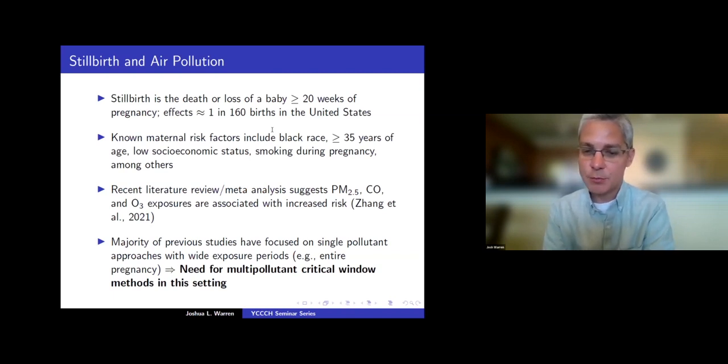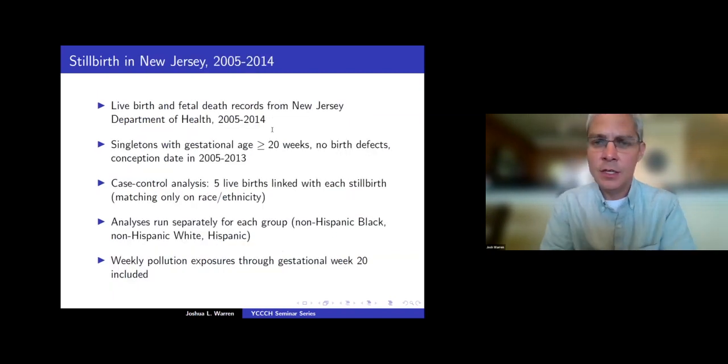However, a majority of these previous studies have focused on, again, single pollutant approaches and wide exposure periods, like the entire relevant pregnancy before the delivery. So there is a need for multiple pollutant critical window methods in this setting. So this is what made us think about developing this methodology, but also applying it in this case study. So a little bit about the data we had access to.